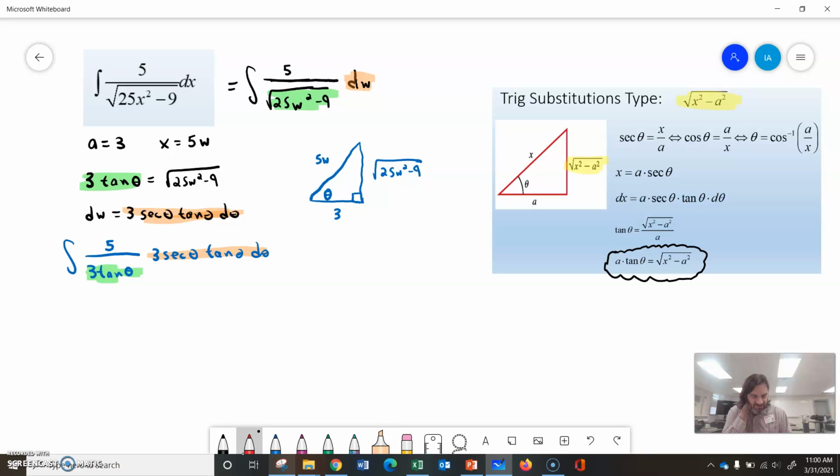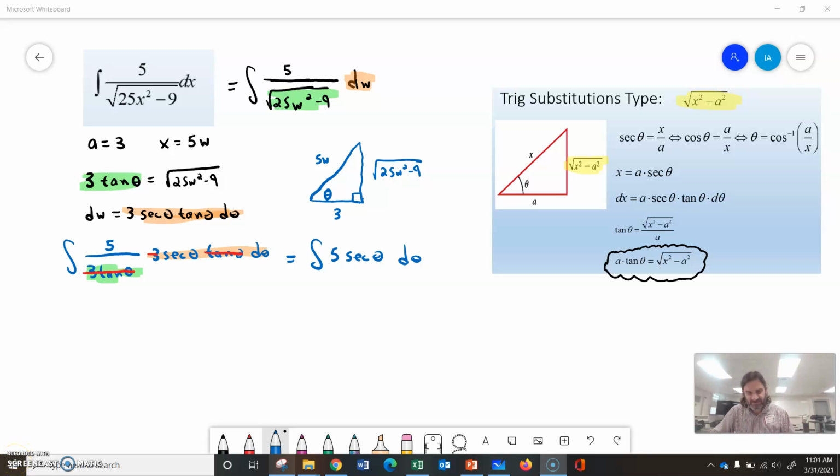So what can I do? Well, here's a 3 tangent in the denominator, and here's a 3 tangent in the top that I can just wipe out. And if I do that, then I'm trying to integrate 5 secant theta d theta. Now secant is one that has the nicest integration. It's not one that we have memorized. So let me go pull it from a sheet here, and I'll be right back.